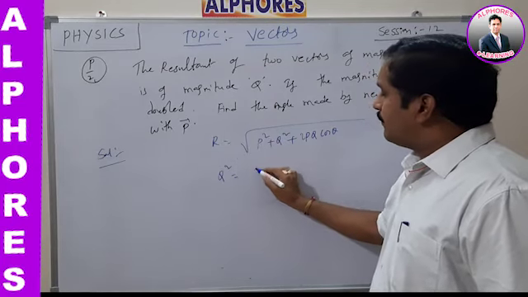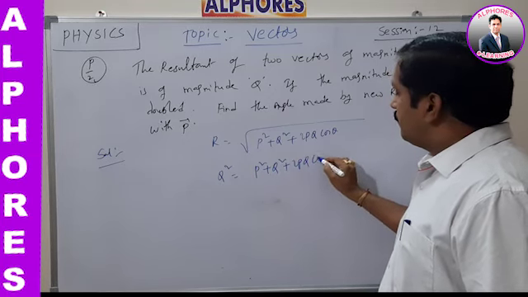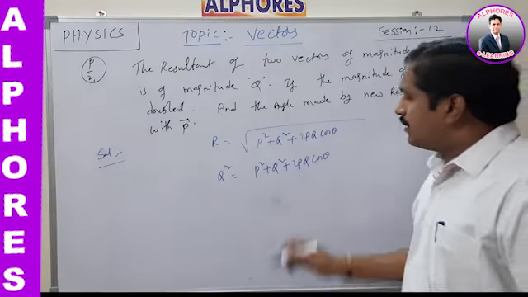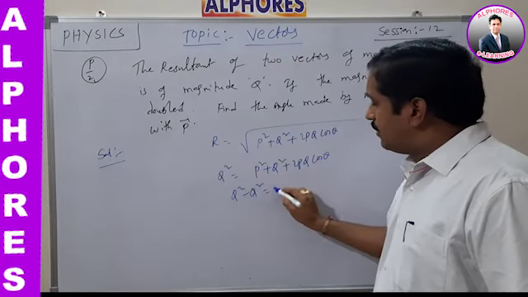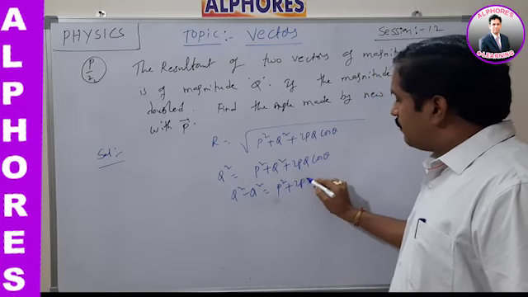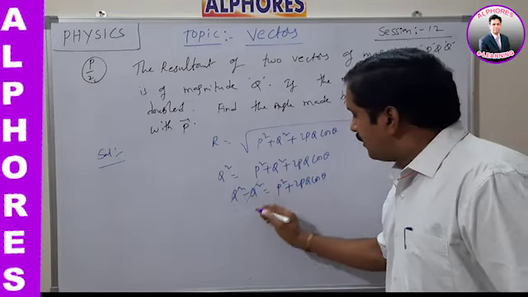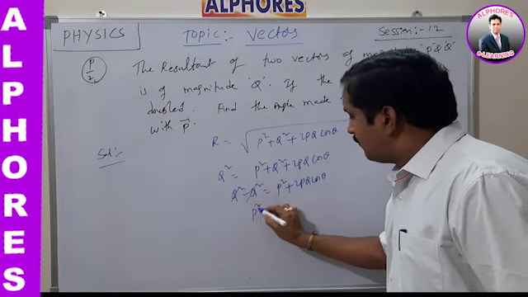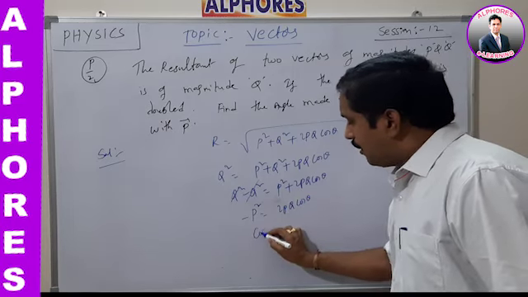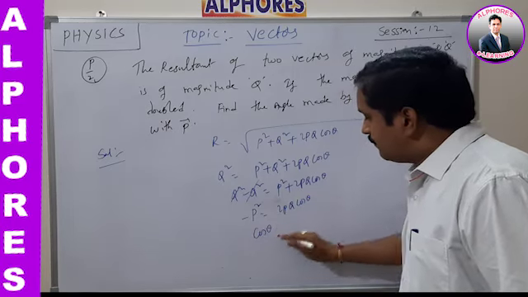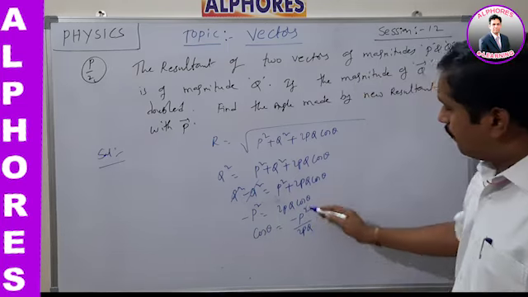Now in place of R I substitute the value Q here. Q square is equal to P square plus Q square plus 2PQ cos theta, right? Now listen carefully. Here Q square cancels on both sides, giving 0. That means P square plus 2PQ cos theta is equal to 0, so P square with a minus sign is equal to 2PQ cos theta. Therefore cos theta is equal to minus P square by 2PQ. One P is cancelled.